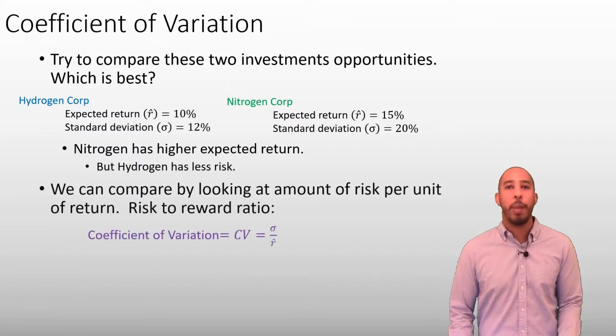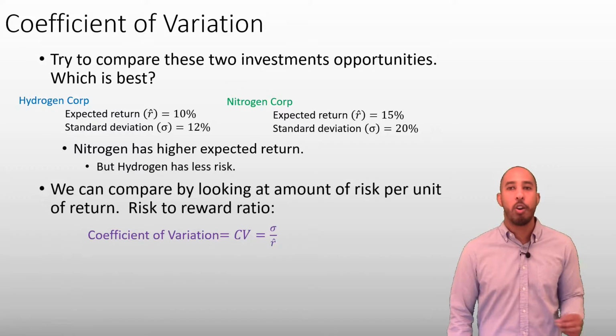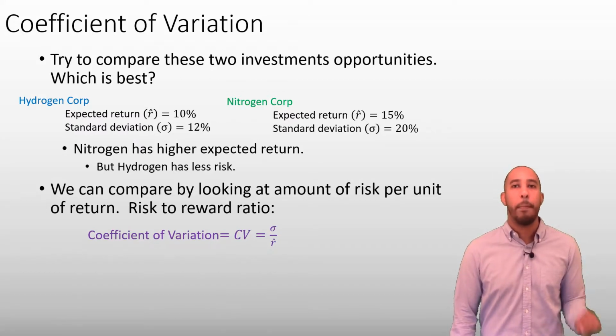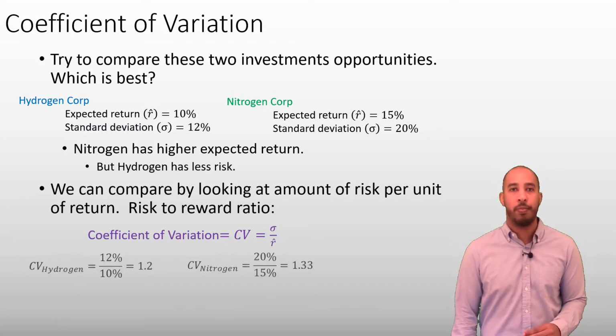Well, we can turn this information into a ratio and look at the amount of risk we're exposed to per unit of return, a risk to reward ratio. That's going to be the coefficient of variation. The coefficient of variation is the standard deviation divided by the expected return. That's going to give us risk per unit of return.